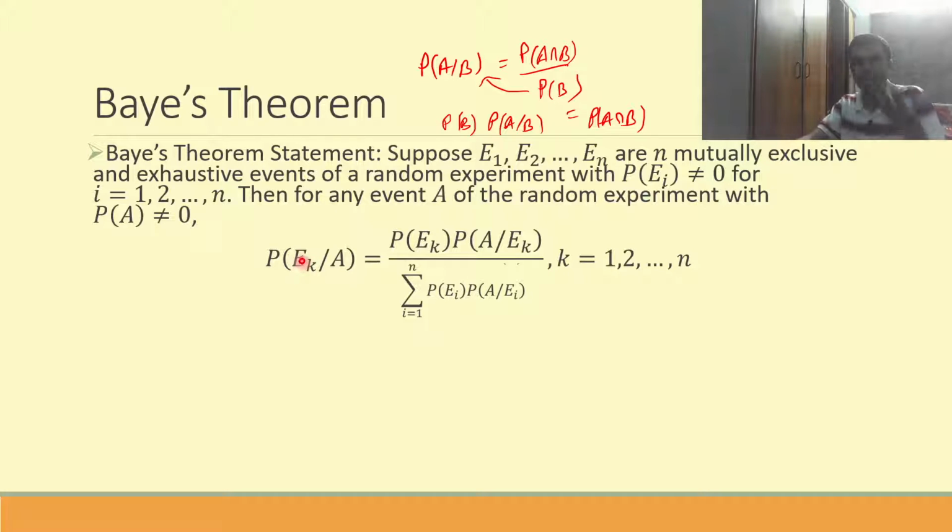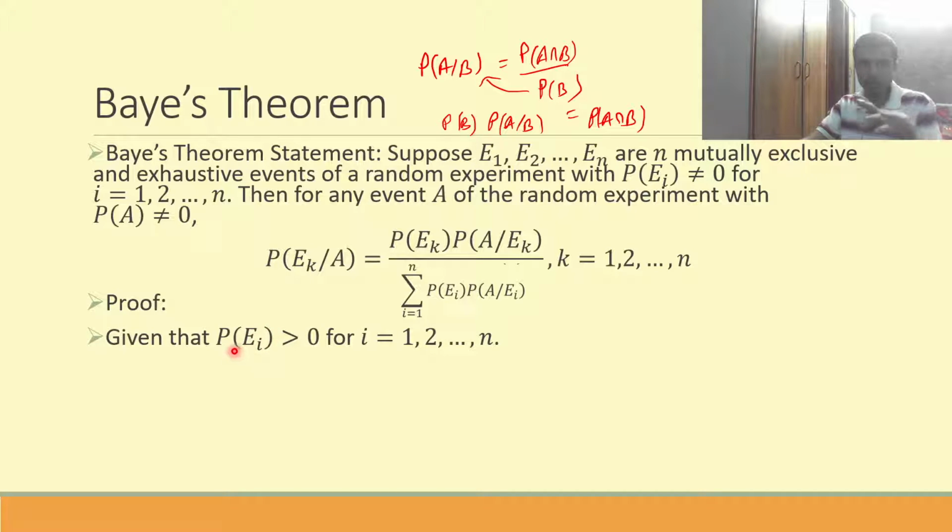let's say A has occurred, then probability of Ek given A is nothing but probability of event Ek occurring into probability of A given Ek. That means Ek has occurred, then A is happening. So probability of Ek into probability of A given Ek by sigma i runs from 1 to n P of Ei into P of A by Ei. Okay, fine. Chalo.